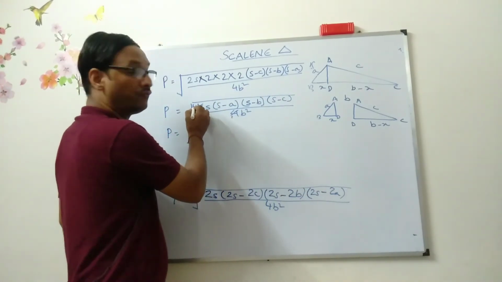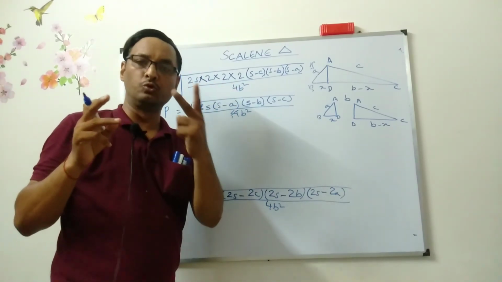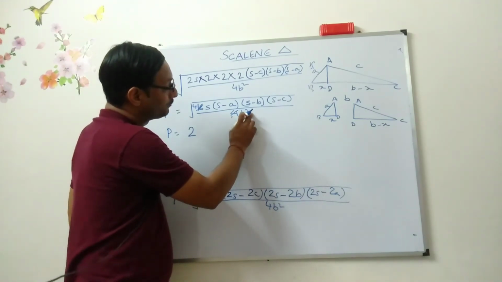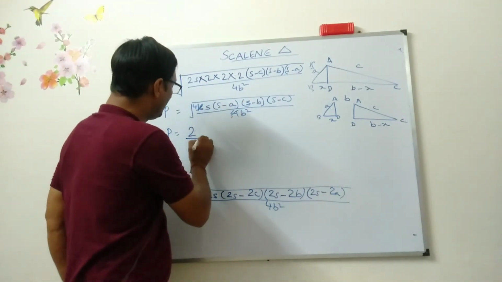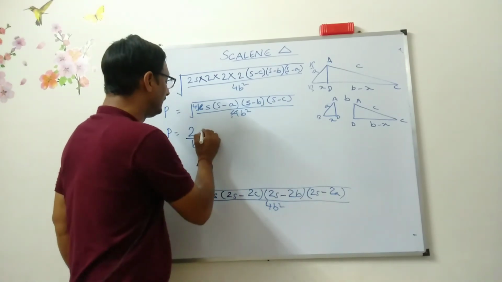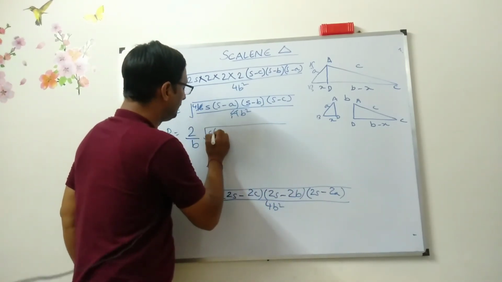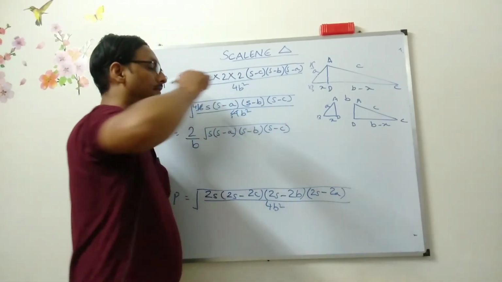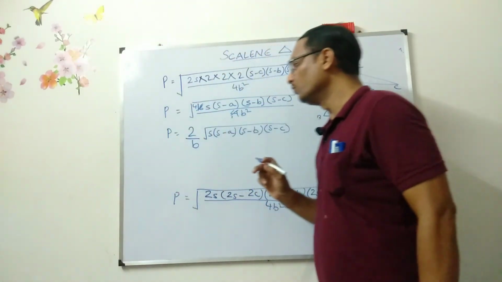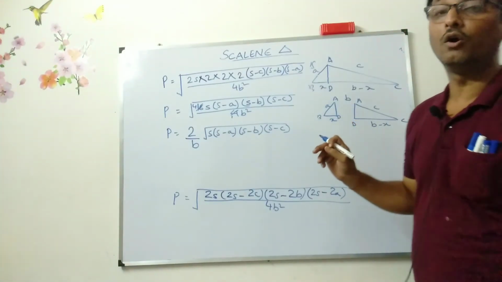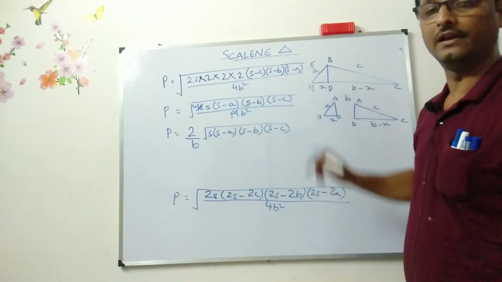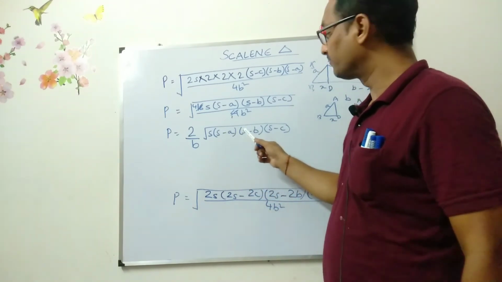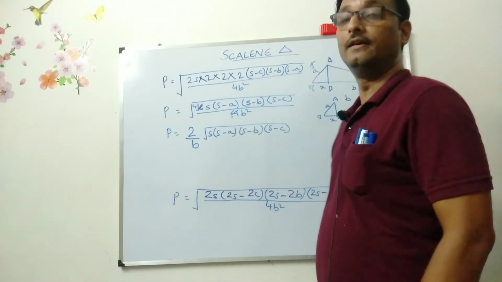From 4, 4 is made up of two 2's, so one 2 can come out, and b square is made up of two b's, so b will come out. So what will remain inside? Remaining inside will be s, s minus a, s minus b, and s minus c. So if somebody asks you what is the perpendicular or height of a scalene triangle, then you have to say 2 by b root over s, s minus a, s minus b, and s minus c.